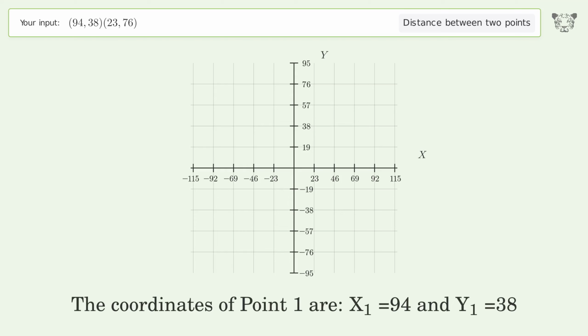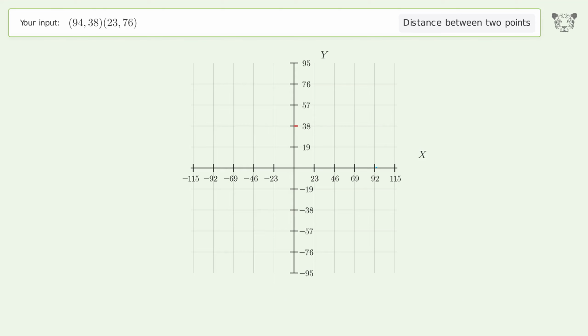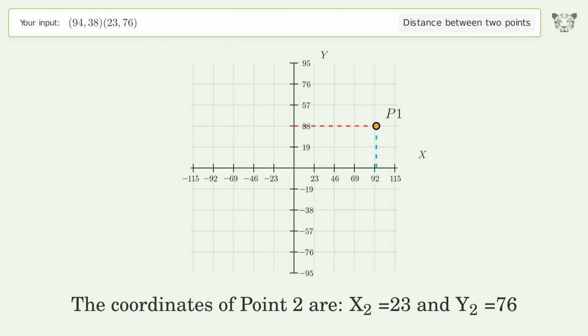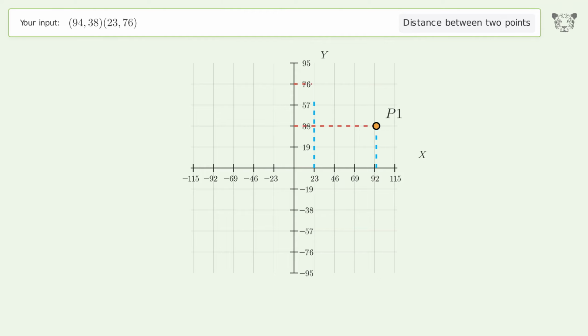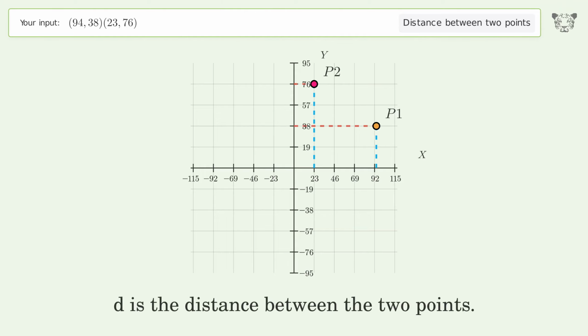The coordinates of point 1 are x1 equals 94 and y1 equals 38. The coordinates of point 2 are x2 equals 23 and y2 equals 76. D is the distance between the 2 points.